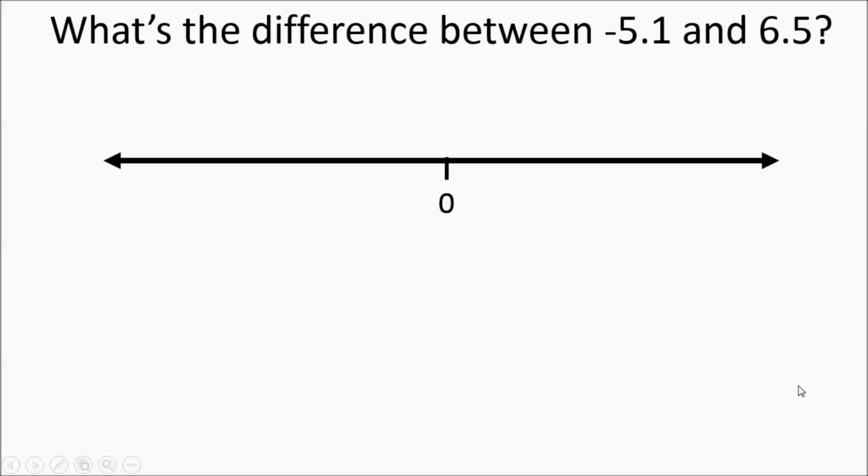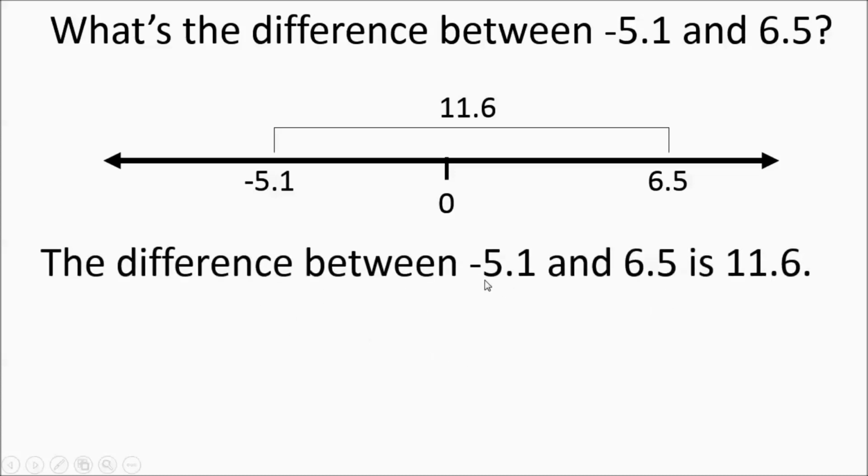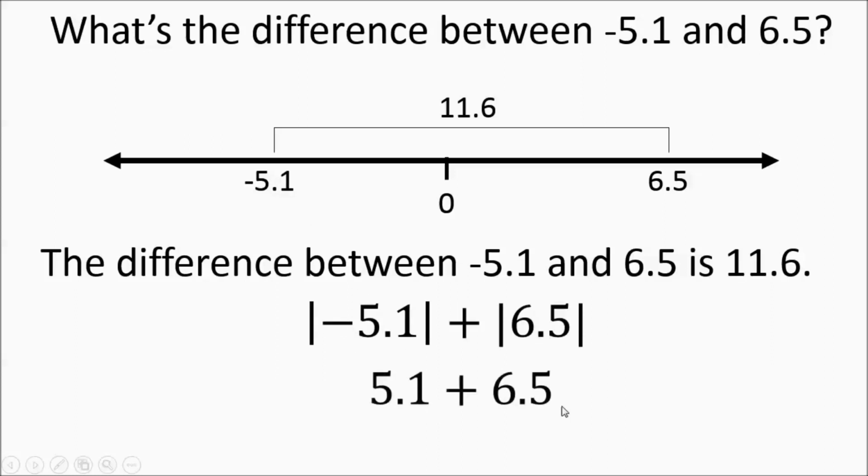Finally, we have the difference between -5 and 1/10 and 6 and 5/10. I'm going to put them on the number line, just an estimate. One's to the left, one's to the right. We're going to take their absolute values, and we would not subtract them this time. We're finding the distance. We would add their absolute values together and get 11 and 6/10. The process is this. So here's the difference. We would take the absolute value of the negative, absolute value of the positive, and add them together.